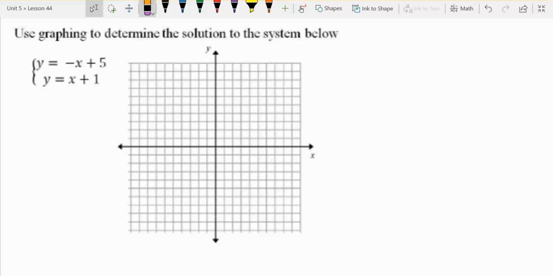This is lesson 44. The warm-up: use graphing to determine the solutions to the system. So we can graph these equations. Let's say we'll do this one in orange. Y equals negative x plus 5. We can see that we have a y-intercept at 5. 1, 2, 3, 4, 5. And our slope is negative 1, so we're going down 1 over 1, or down 5 over 5.